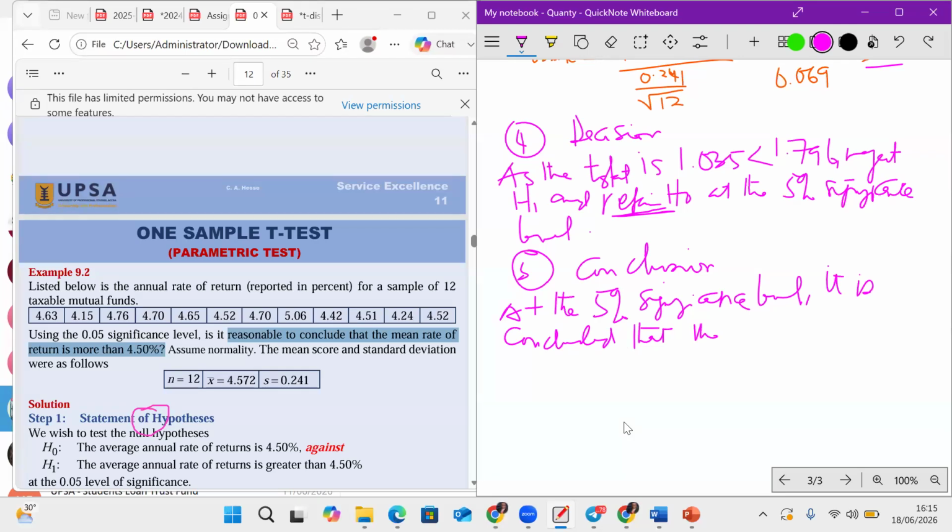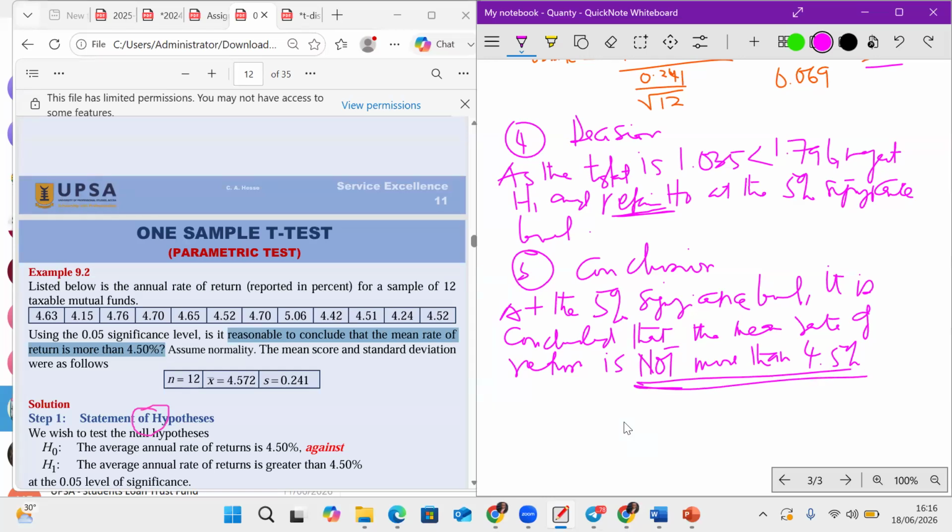the mean rate of return is not more than what? 4.5. Don't write at the 5% significance level, it is concluded that the mean rate is 4.5%. No, no, no. This is what they want to know, to confirm whether or not it's true. We were testing the null to see whether the null is true against the backdrop of the alternative.